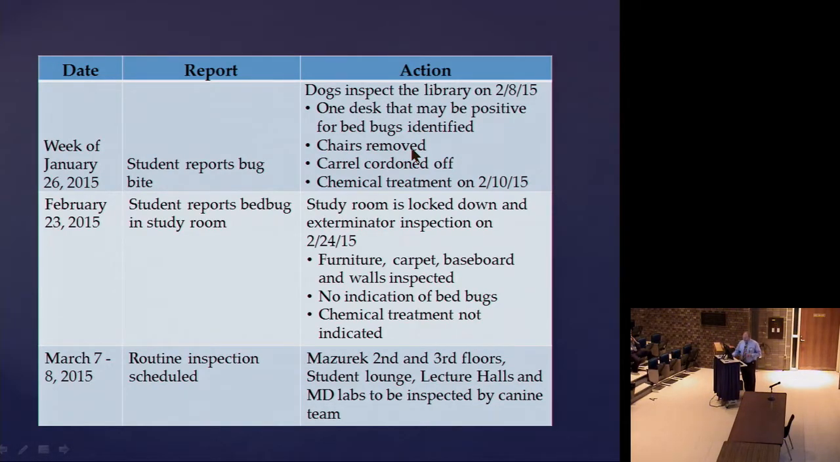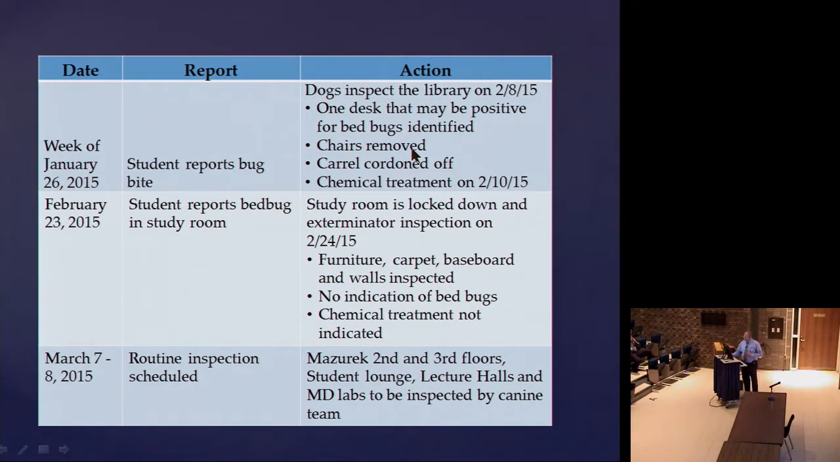January comes along, we get another report. The dogs come and they inspect the library on February 8th. That was early in the morning. One of the things about having the dogs here is we can't have a lot of people in the area, and Ed can talk about that because we're getting ready to do that again.